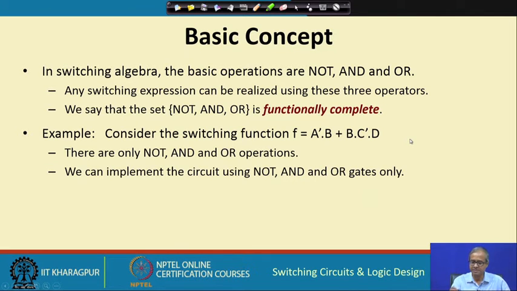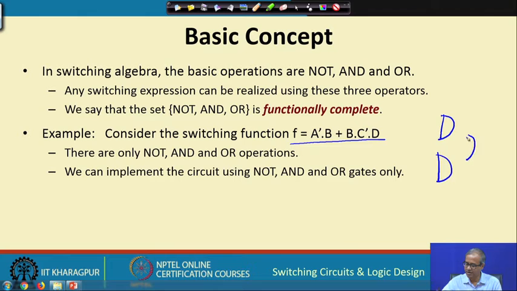So, let us take a very simple example, say a switching expression f equal to a bar b plus b c bar d bar. You see that it consists of only NOT, A is NOT, C is NOT, there are some AND and there is an OR. If I want to realize it, it is very simple. I need two AND gates, I need one OR gate, I connect them like this.